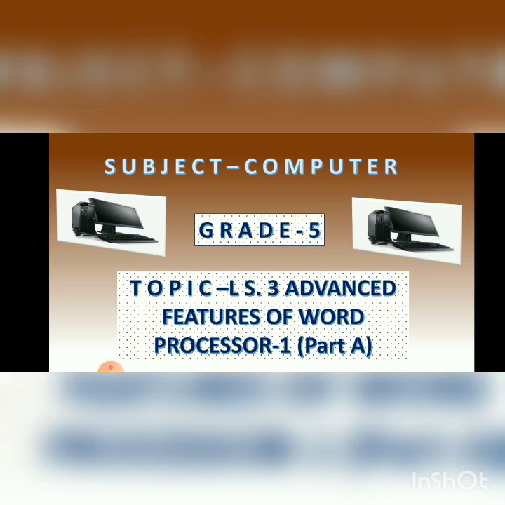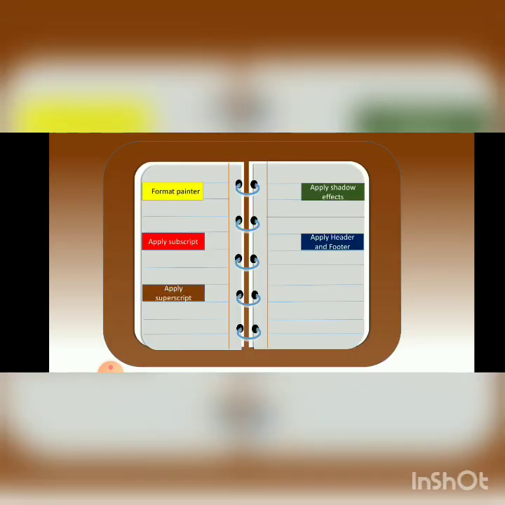Hello children. Today we will start with the new lesson number 3, Advanced Features of Word Processor 1. In this lesson, we have to learn about the various topics in the Word. First one is the format painter. Then next is we have to learn how to apply subscript to the text. Then how to apply superscript to the text. Then we have to learn how to apply shadow effects to the text, and then how to apply header and footer to the Word document. So let us have a video.